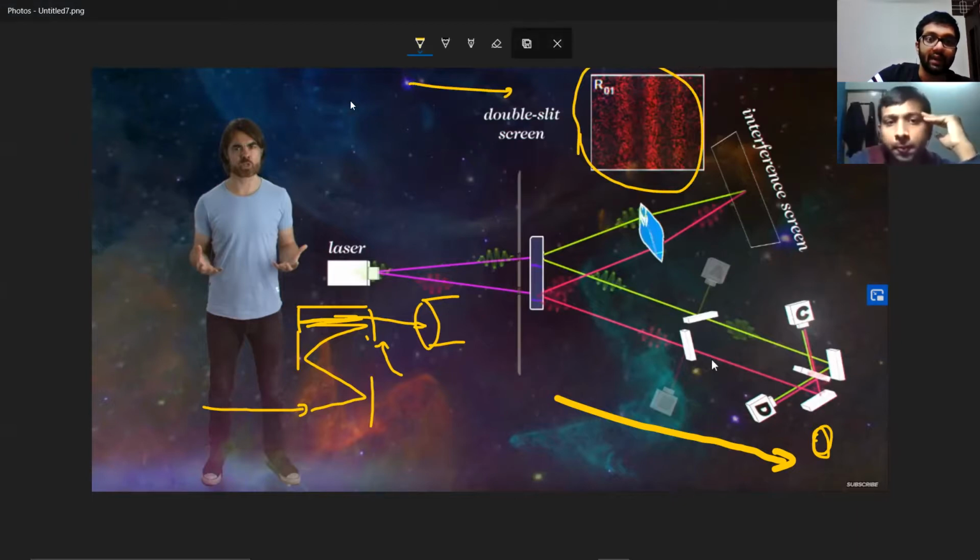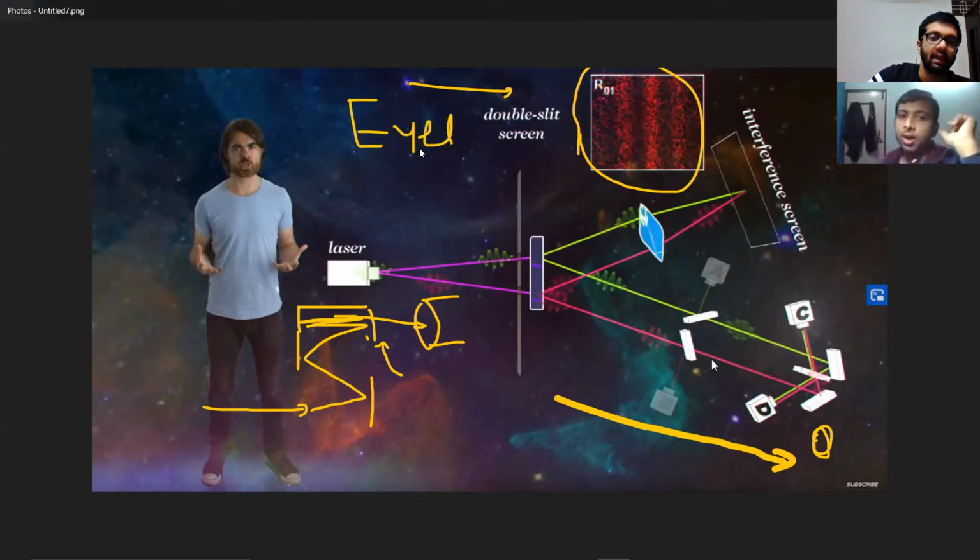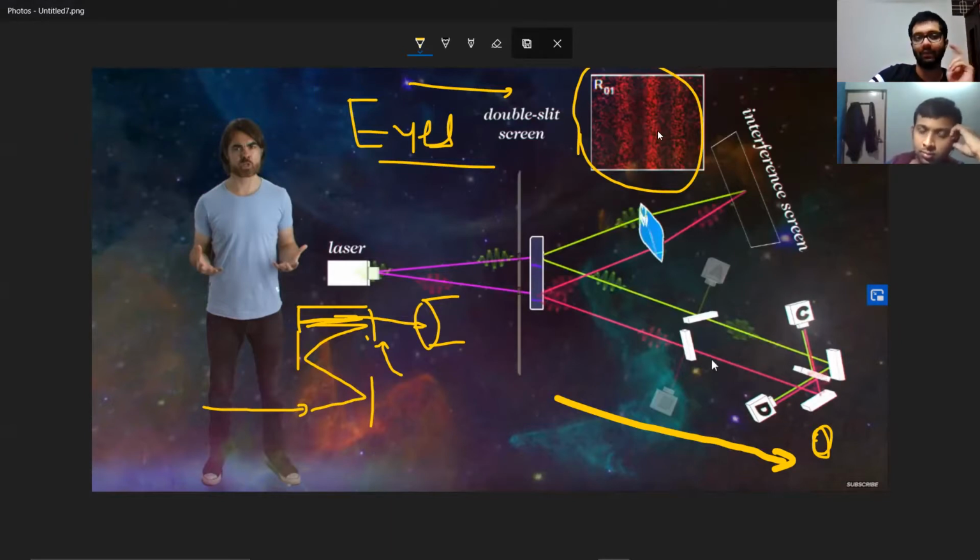Observation how? By our eyes. Fine. We either see something on the screen. So either we see the pattern or we don't see the pattern. There are two possibilities.